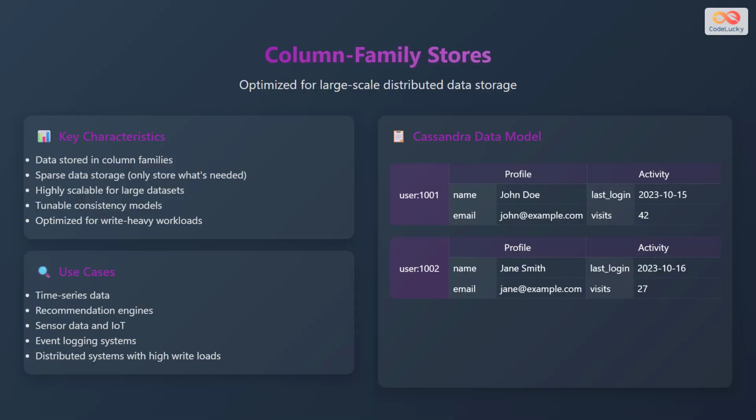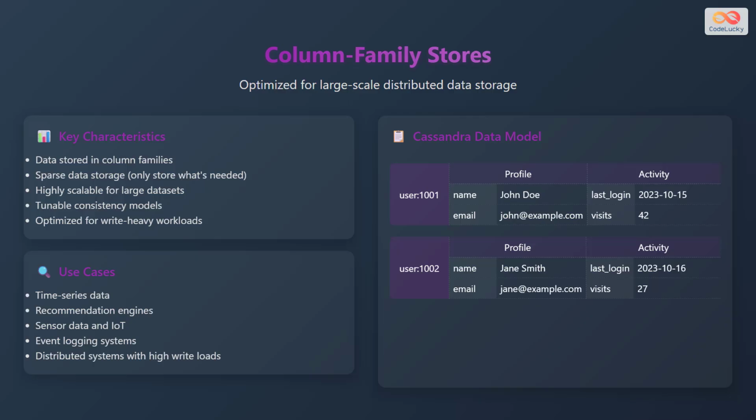Column family stores are optimized for large-scale distributed data storage. In this type of database, data is stored in column families, providing sparse data storage, where only needed data is stored. They are highly scalable for large datasets and offer tunable consistency models. Column family stores are optimized for write-heavy workloads.